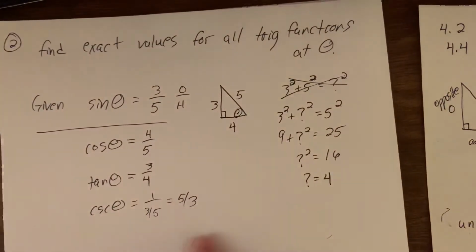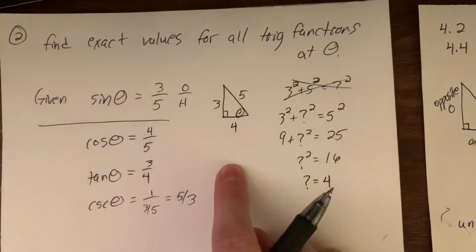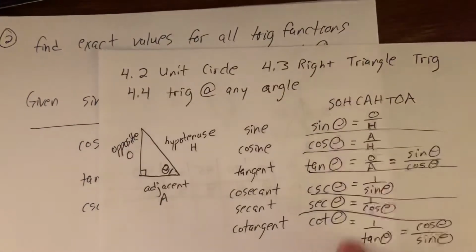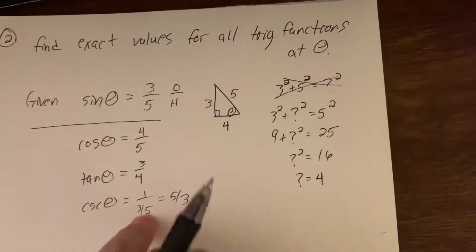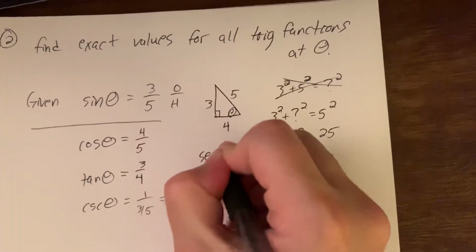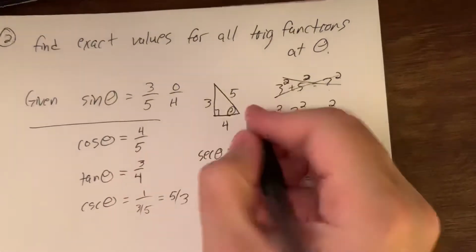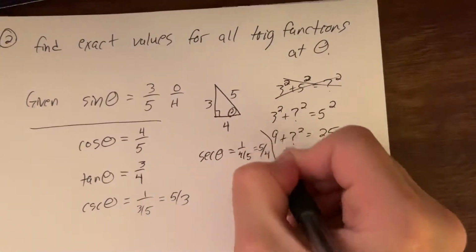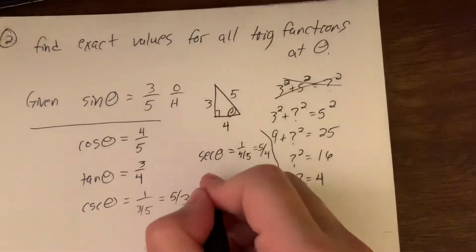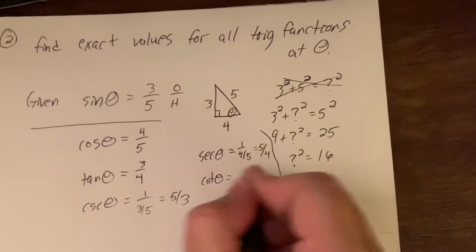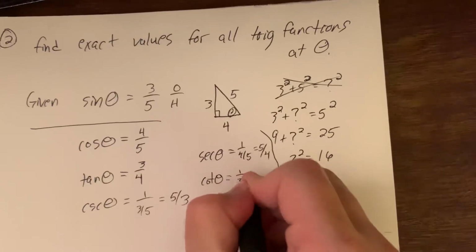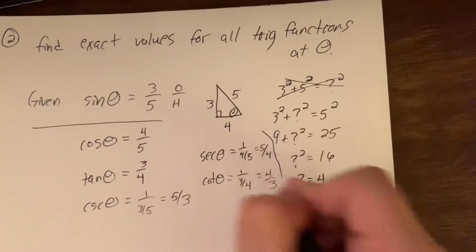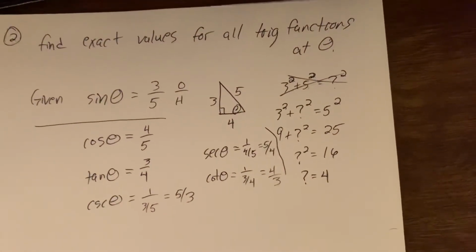Secant of theta. I don't want to go too low, so I'm just going to come up here to finish. But I'm still doing the same order that I established. So that I did cosecant, went with sine. Next, I'll look at secant. Takes me back to cosine. 1 over 4/5 would equal 5 over 4. And last, cotangent, 1 over tangent, 1 over 3/4 would be 4/3.